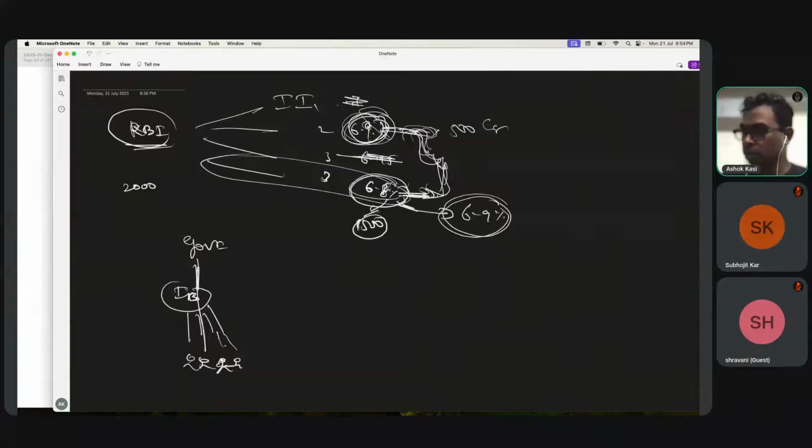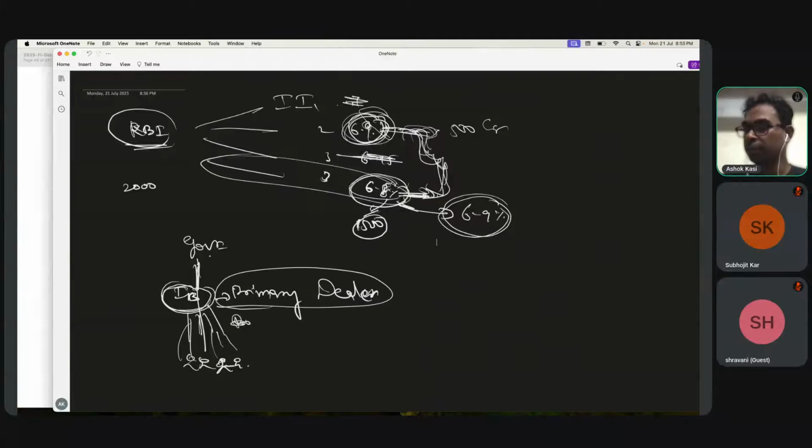This is called primary dealer. At this time, they are called as primary dealer. Government is approaching the investment bank, and the IB is selling it to their clients. So they will sell it on wholesale basis to the investment bank. Investment bank will buy those bonds and resell it back to the retail investors. So that time they act as the primary dealer.